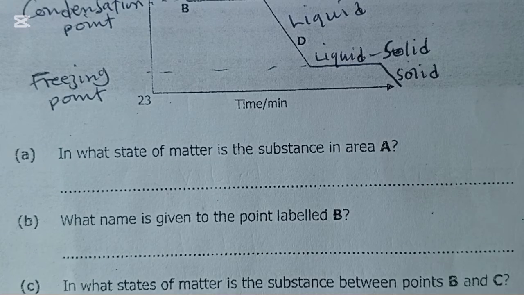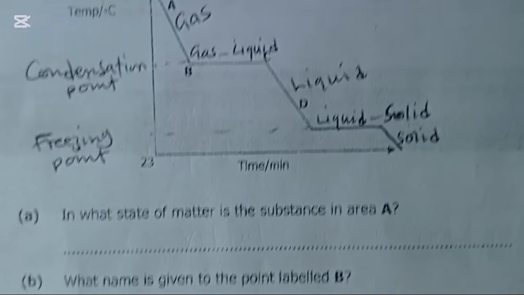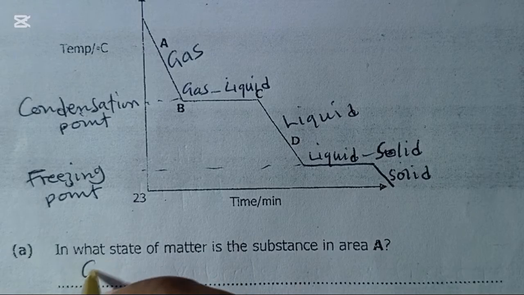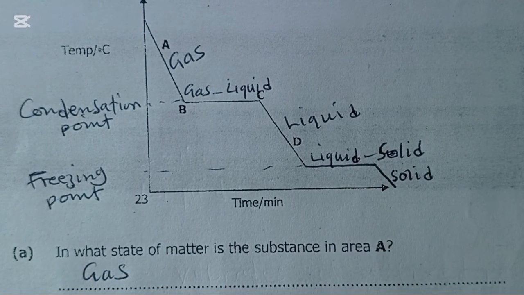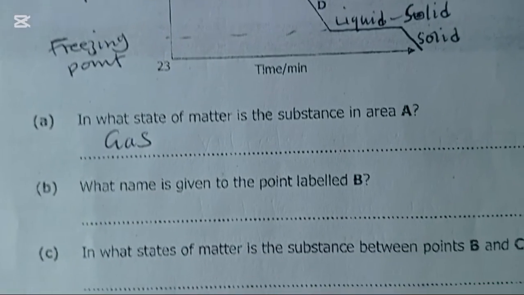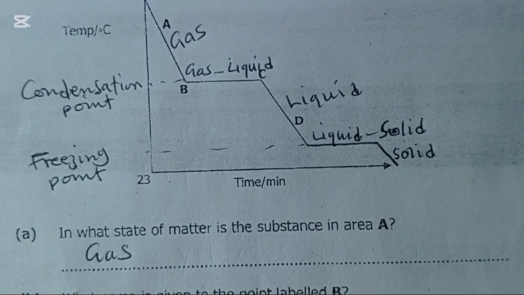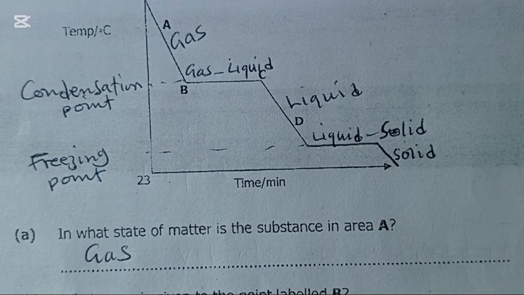So part A, in what state of matter is the substance in area A? So in area A, it is gas. What name is given to the point labeled B? So the point labeled B, it is condensation point.